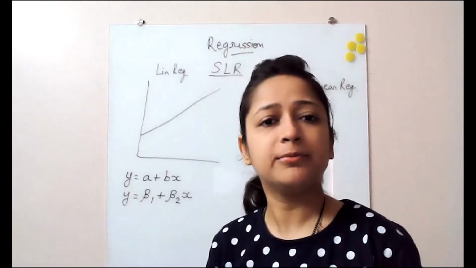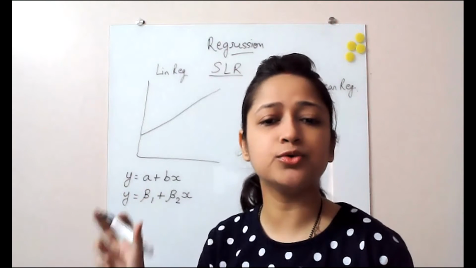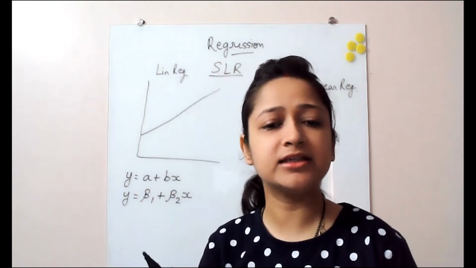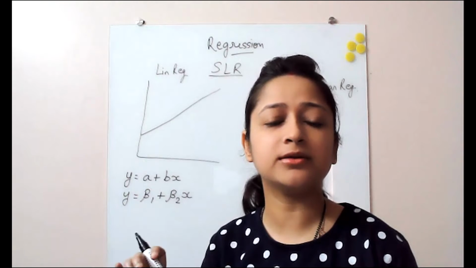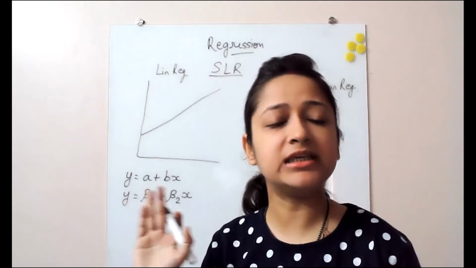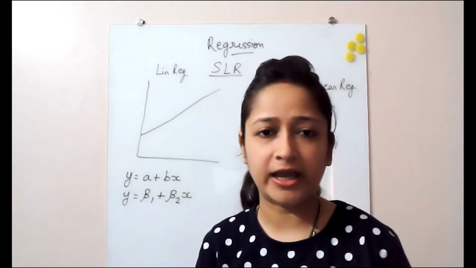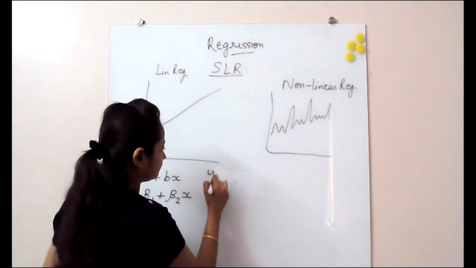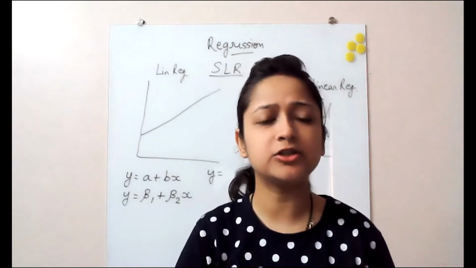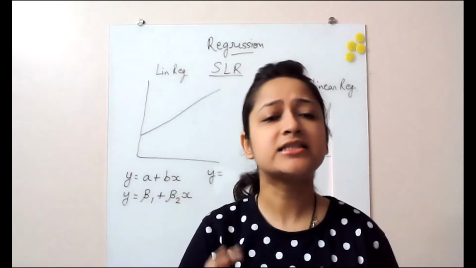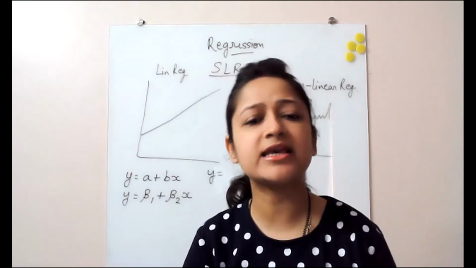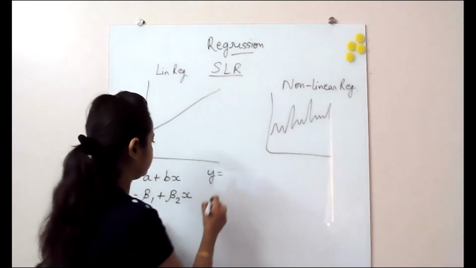Both are the same. In statistical language, we use y equal to a plus bx, and in econometrics language, we write this equation as y equal to beta 1 plus beta 2x. So a is beta 1, b is beta 2. Now, what is y? It is y hat. We don't write y hat every time. Sometimes we write y hat, sometimes we don't, but it is always estimated.